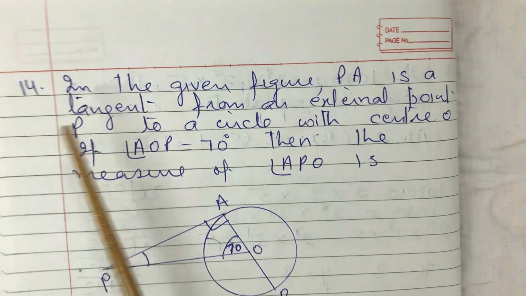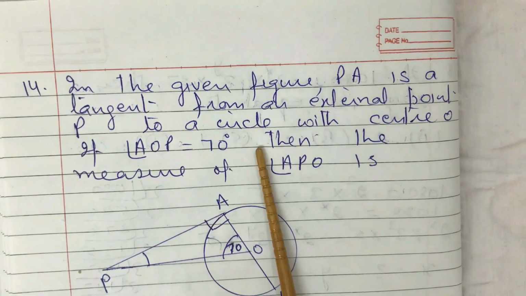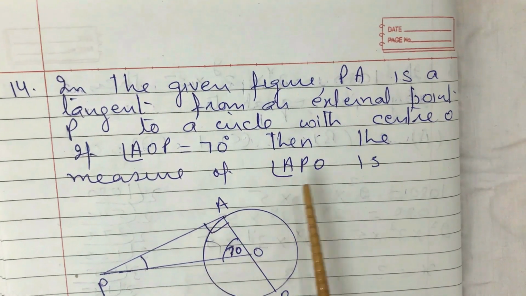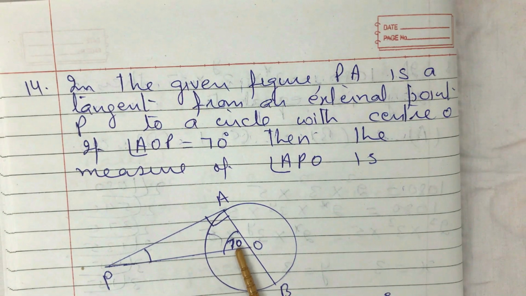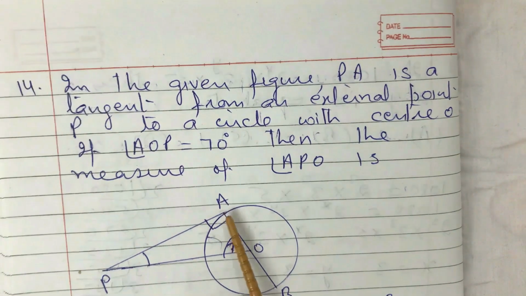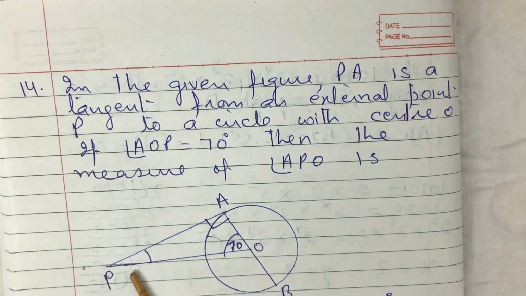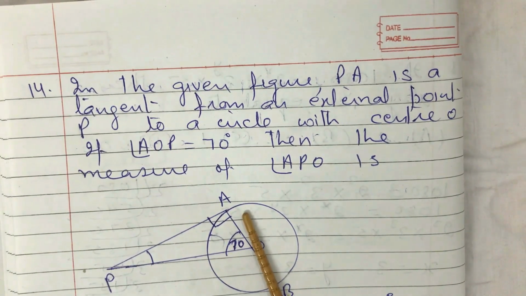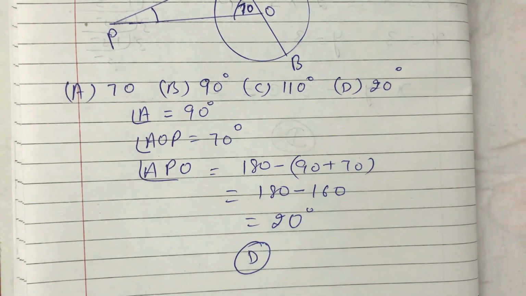Now the 14th question. In a given figure, PA is a tangent from an external point P to the circle with center O. If angle AOP is 70 degree, then the measure of angle APO is. Now this angle is given 70 degree. So this is 90 degree because radius is perpendicular to the tangent at the point of contact. So we have these 2 angles. We can find the third one. How will we find it? 180 minus sum of these 2 angles. That will come out to be 20 degree. So this is what I have written here. You can check it. And D is the option.